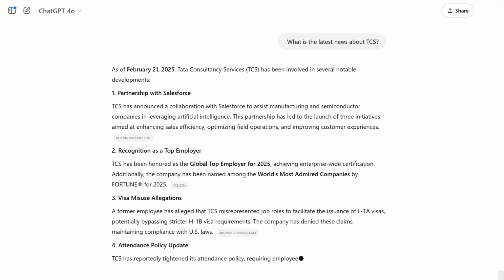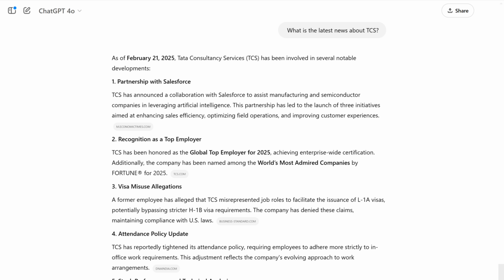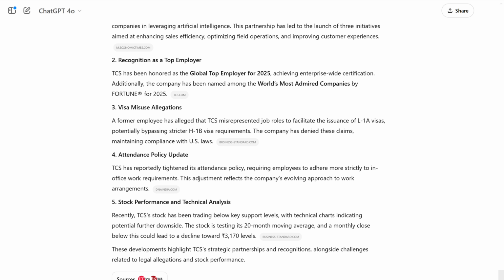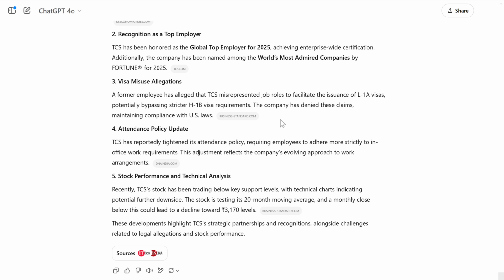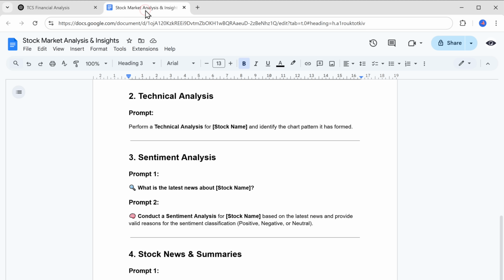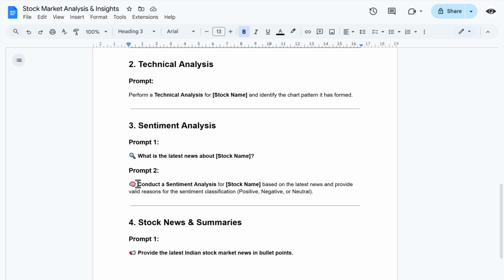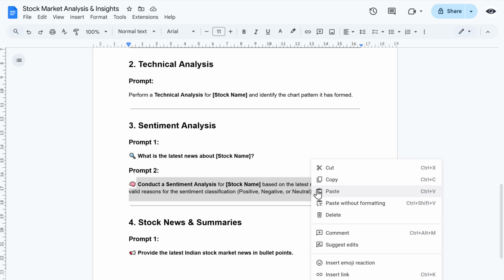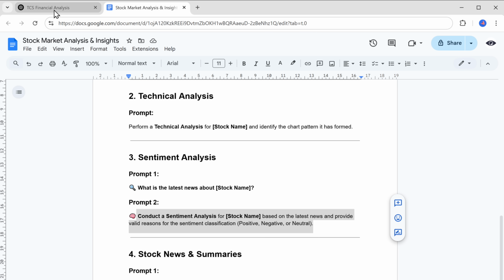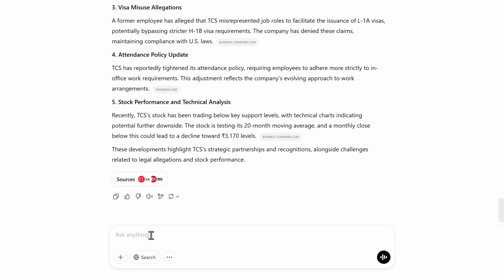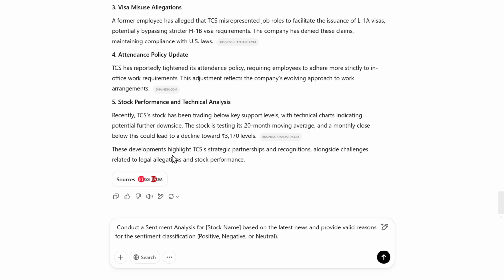Alright, we got a list of information here about the stock, but we are unsure how this information might impact the stock price. So to analyze it, let's go back to the document. Copy this prompt. Come back to ChatGPT. Paste it here. Change the stock name and click here.